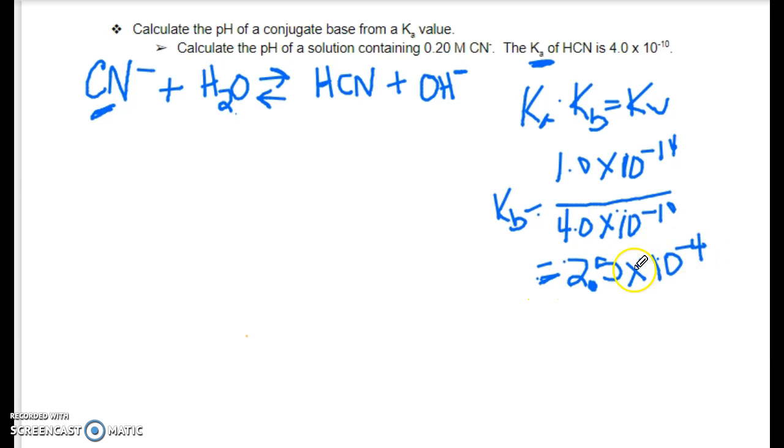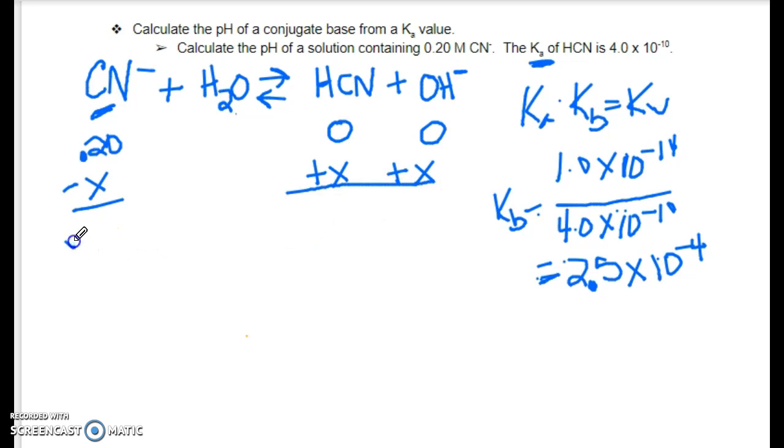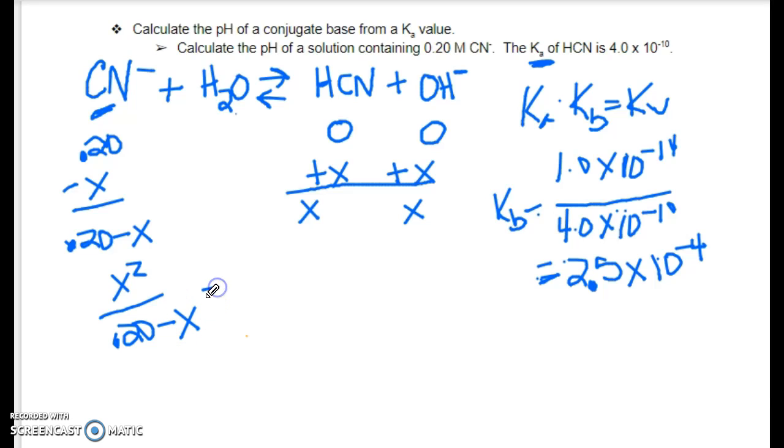And then once we have that value, it's just like the other problem we've done with an ice chart, so 0.20 molar cyanide ion to start, no product to begin with, subtract X, and add X on the product side. And our final is 0.20 minus X. And our products are both X. So we'll have X squared over 0.20 minus X equals 2.5 times 10 to the negative fourth.